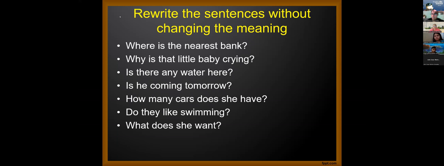What does she want? Excellent. Do you know what she wants? What she wants. Tenemos que eliminar el auxiliar does. Okay. En las preguntas indirectas, para que no exista doble pregunta. Entonces, al eliminar el auxiliar, el verbo regresa a su forma base, pero agregándole S, porque es tercera persona, que es she. Entonces, she wants. Or I would like to know what she wants. Okay. Here you have the sentences. Here you have the answers.